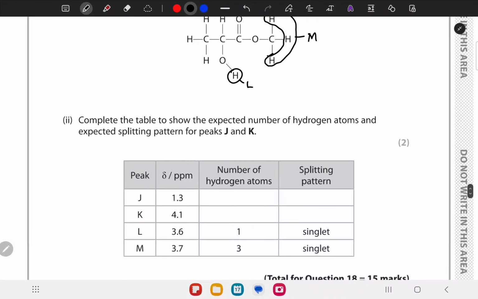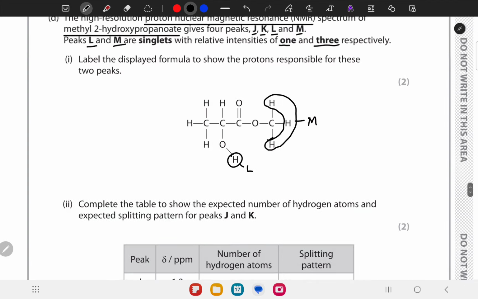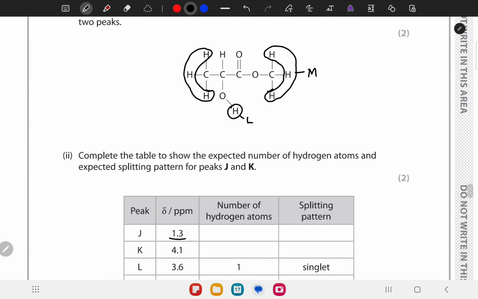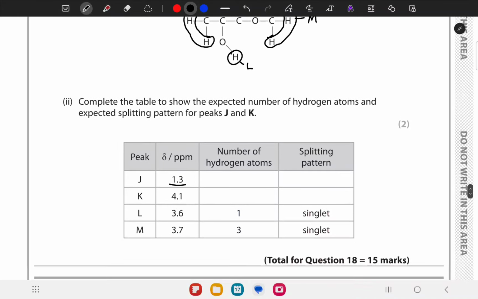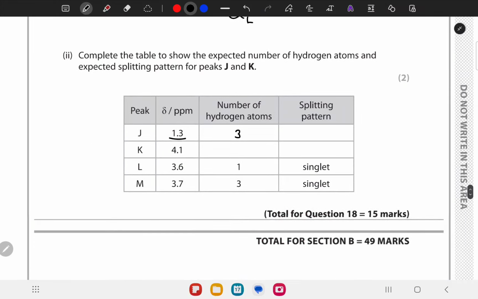Now we have to find the number of hydrogen atoms in peak J and peak K. Peak J has a ppm of 1.3. There are 3 hydrogen atoms on it, and there is 1 hydrogen atom in the neighboring carbon, so it will be a doublet using the n+1 rule.